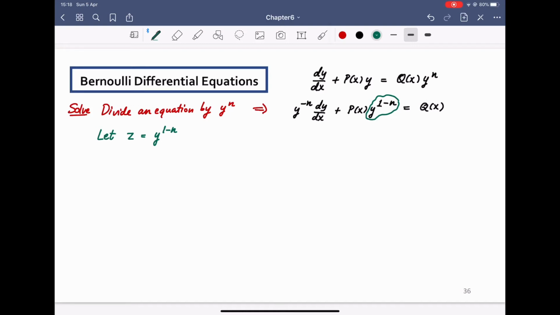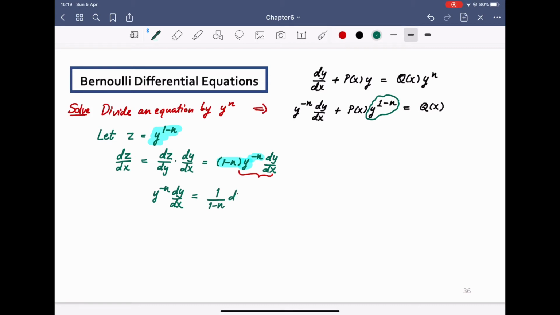Alright, so once we let c equal to y raised to 1 minus n, if we compute the derivative of c with respect to x, well, we have to use the chain rule first. This is going to be dc/dy times dy/dx. This is by the chain rule. And then after that, dc/dy is going to be 1 minus n times y to the negative n. This is by just differentiating y raised to the 1 minus n. So you get 1 minus n times y to the 1 minus n minus 1, which is negative n. And then after that, multiply this thing by dy/dx, right? And then once you simplify this thing, you're gonna get that y to the negative n dy/dx, which is this term, is going to be equal to 1 over 1 minus n times dc/dx.